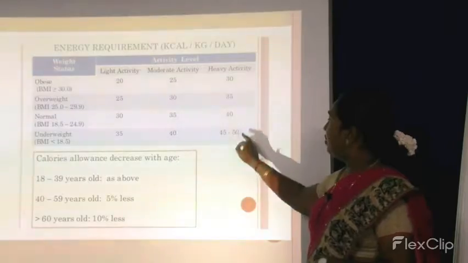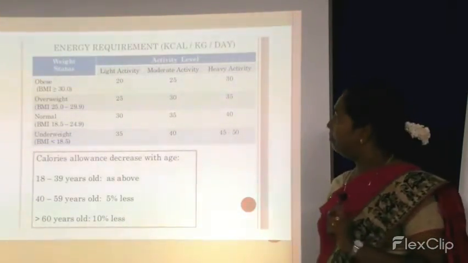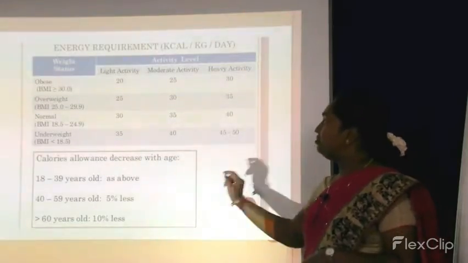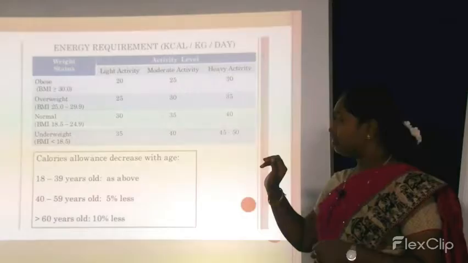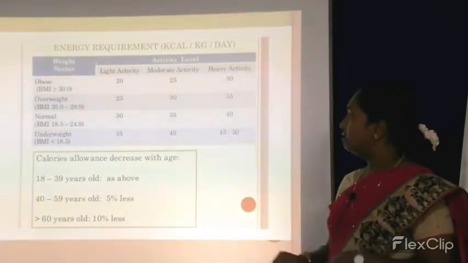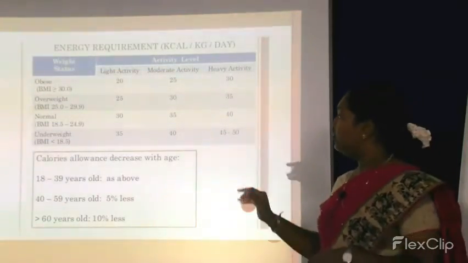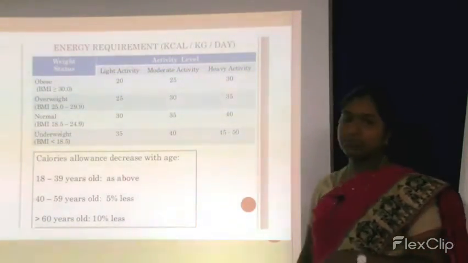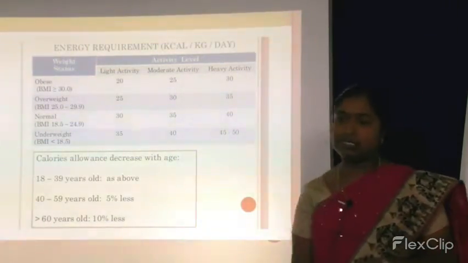Maybe in underweight, a heavy activity person needs 45 to 50 kilocalories per day per kg of body weight. The calorie allowance may decrease with age. For adults aged 18 to 39 years, the above is prescribed. If the age is 40 to 59, it should be 5% less than this. Above 60 years old, it should be about 10% less.